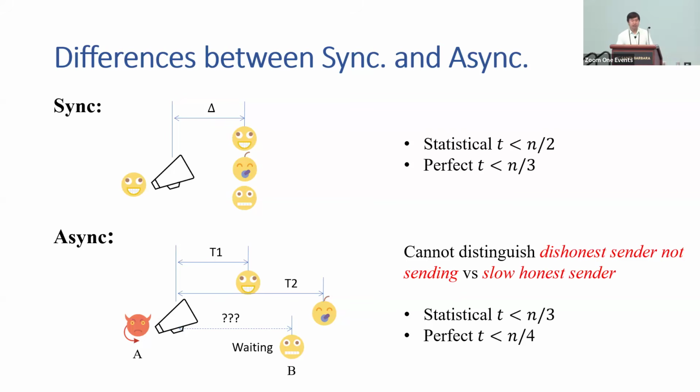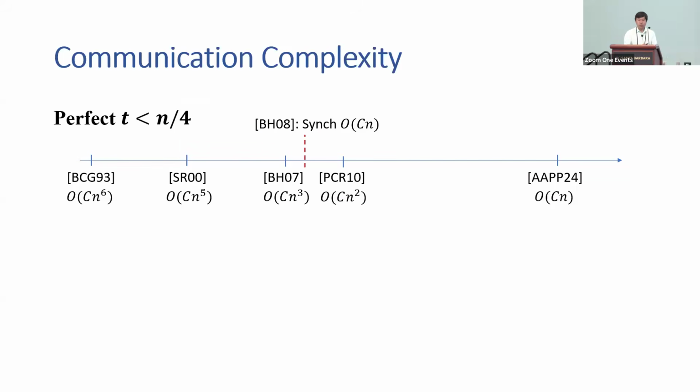So there is this gap between synchronous and asynchronous protocols. So let's get into what we know about the communication complexity of asynchronous MPC, which is the focus of this work. When we think about the perfect setting with optimal resilience n/4, the first work was by Ben-Or, Canetti and Goldreich in '93, which gave a protocol with n⁶ communication per multiplication gate. And since then, there have been a long line of works improving this communication. And the recent paper at Eurocrypt achieved the first linear communication protocol for the perfect setting.